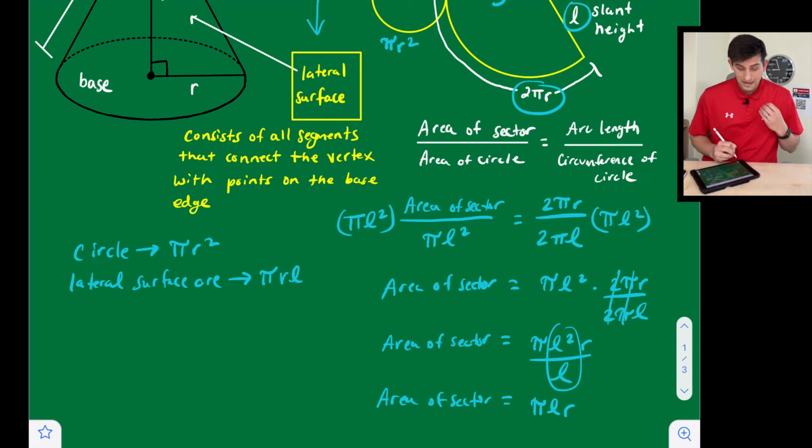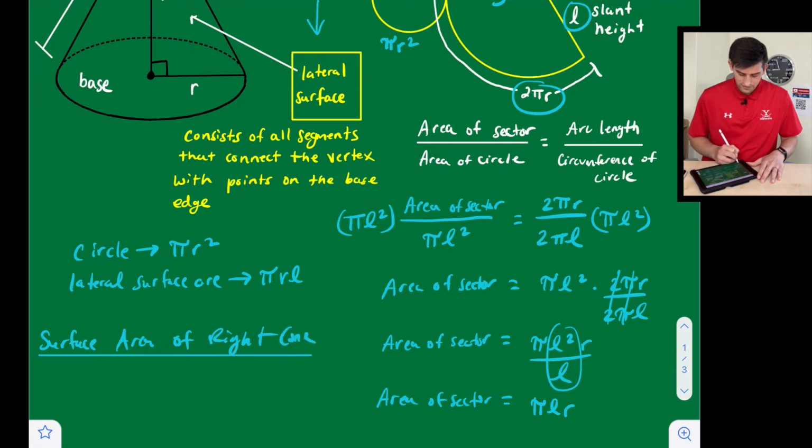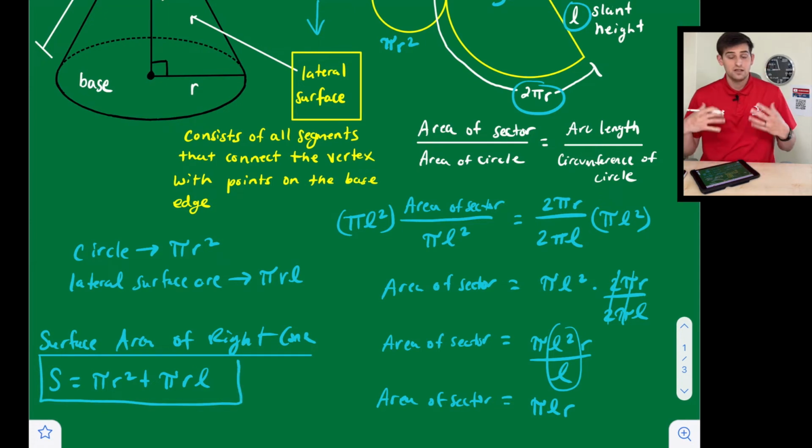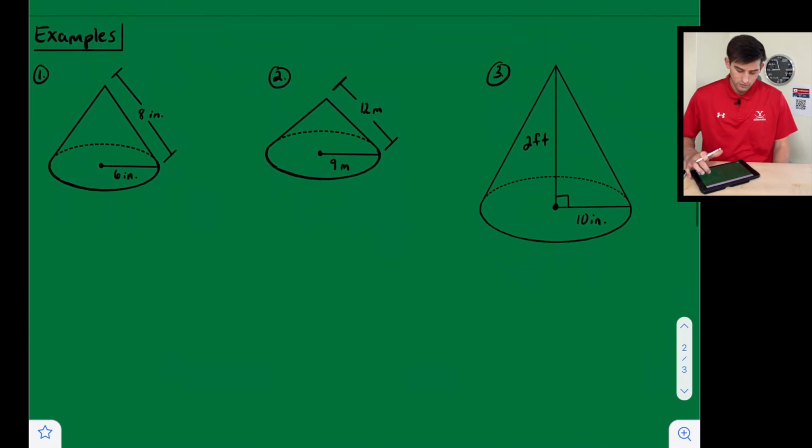So now for our video today, to find the surface area of our right cone, we're going to add these two areas together. So we'll say S is equal to pi R squared plus pi R L. Okay, and that is our equation that we're going to be using today. So now let's look at 3 examples where we use this formula.